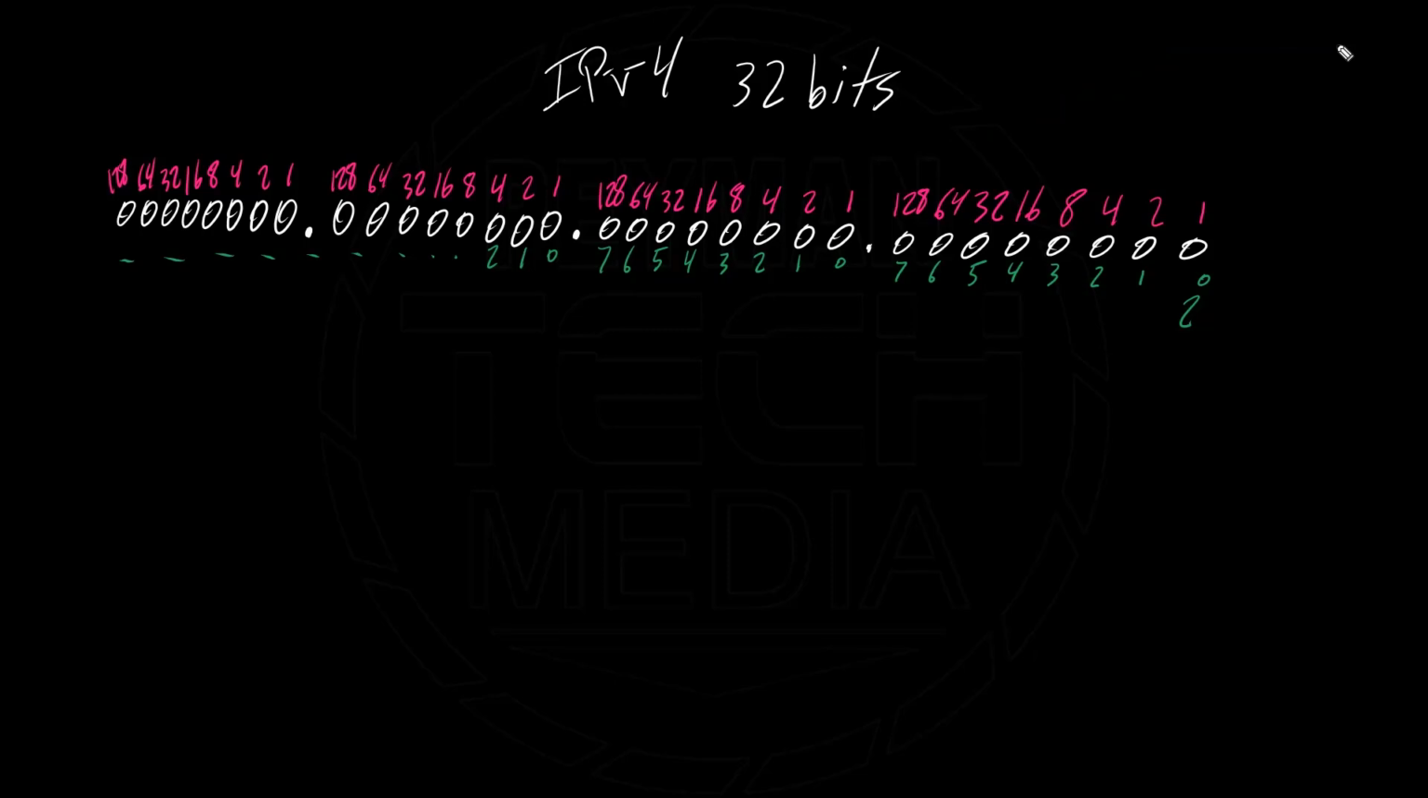Okay, so 2 to the power of 0 is 1. Any number to the power of 0 is 1. 2 to the power of 1 is 2. 2 to the power of 2 is 4. 2 to the power of 3 is 8. 2 to the power of 4, 16. 2 to the power of 5, 32. 2 to the power of 6, 64. 2 to the power of 7, 128.